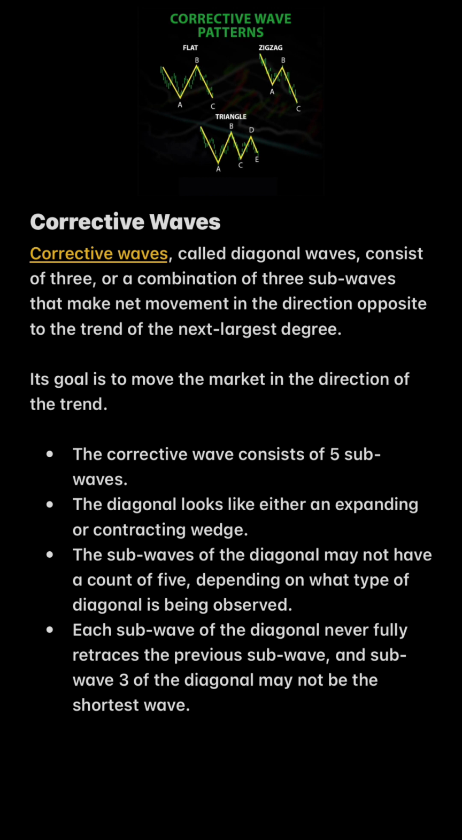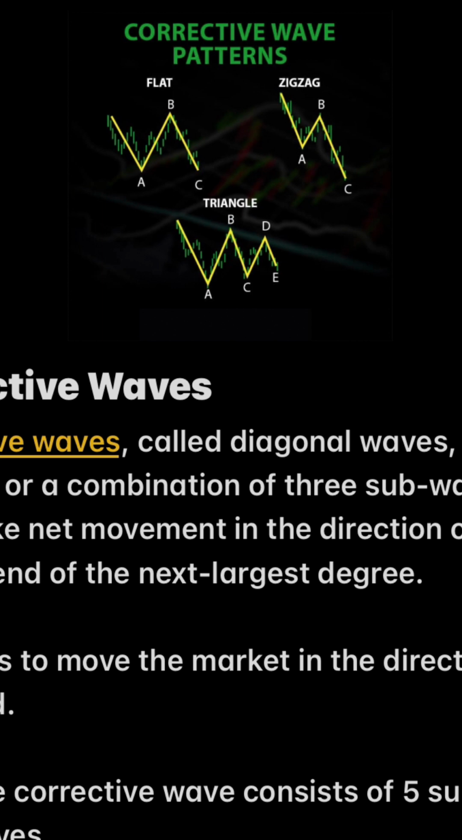Now, corrective waves, called diagonal waves, consist of three or a combination of three subwaves that make movement in the direction opposite of the trend of the next larger degree. The goal is to move the market in the direction of the trend. The corrective wave consists of five subwaves. The diagonal looks at either the expanding or contracting wedge. The subwaves of the diagonal may have a count of five depending on what type of diagonal is being observed, and each subwave of the diagonal never fully retraces the previous subwave, and subwave three never really will be the shortest wave. And you can kind of see here at the top, I'll blow it up. These are the most common corrective patterns.